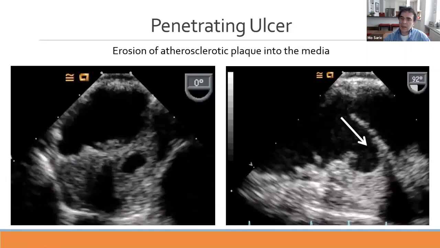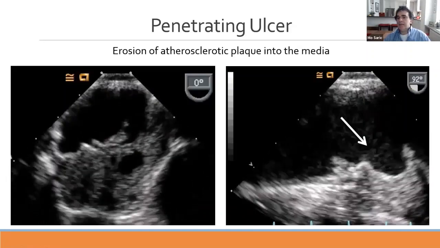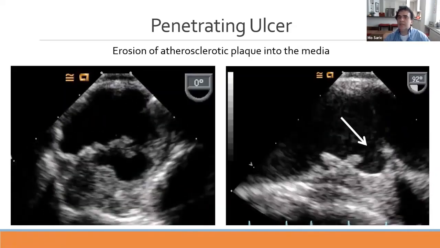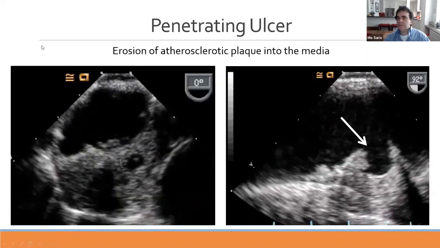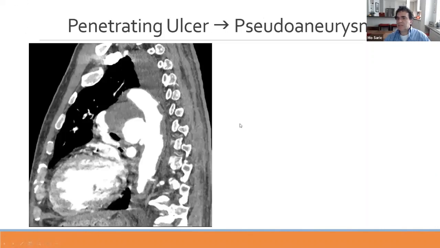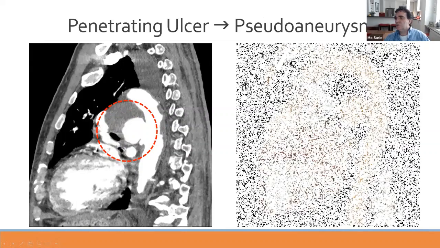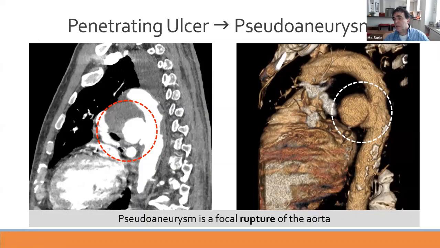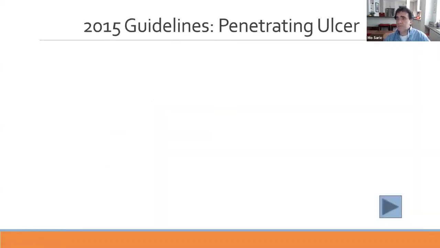plaque has eroded, and now blood enters the media, creating the penetrating ulcer, and sometimes it can erode even past the adventitia, creating a pseudoaneurysm. And this was the case in this patient. You actually see that this is a contrast CT, and you see that in the proximal descending aorta the penetrating ulcer resulted in extravasation into the periaortic space and pseudoaneurysm, both on 2D CT on the left and 3D CT on the right. And essentially this pseudoaneurysm is a focal rupture of the aorta.